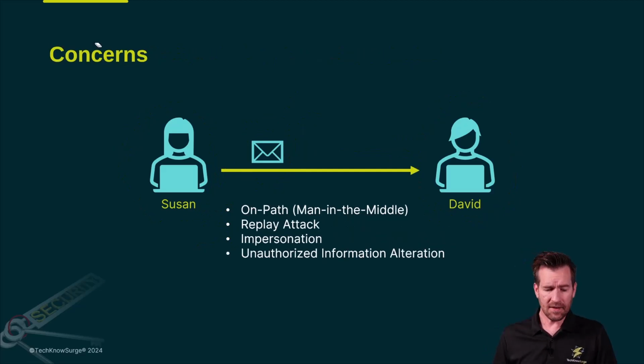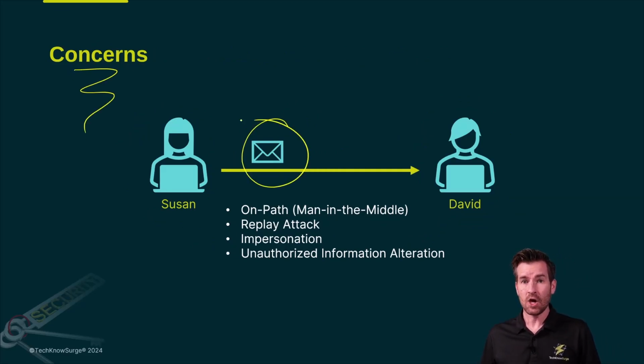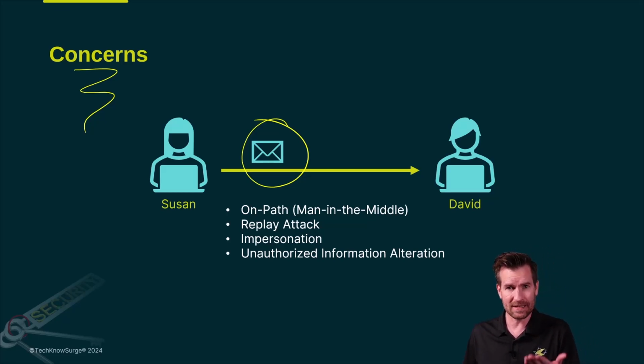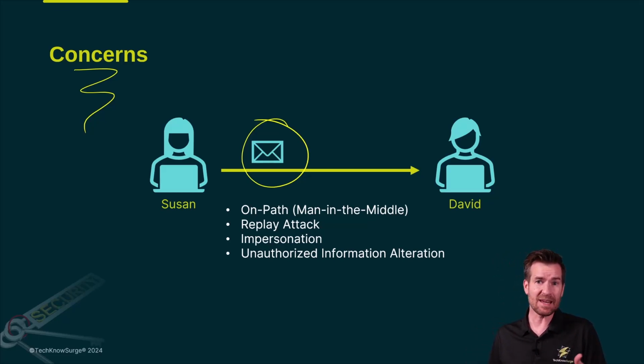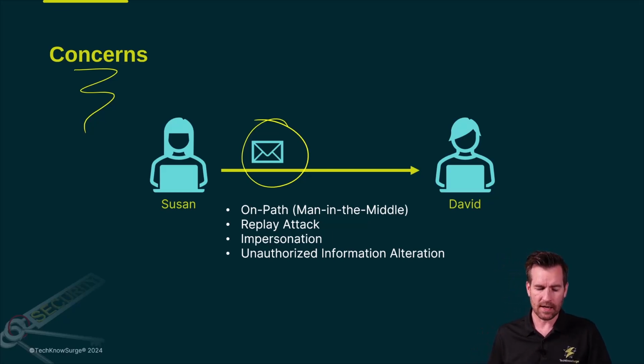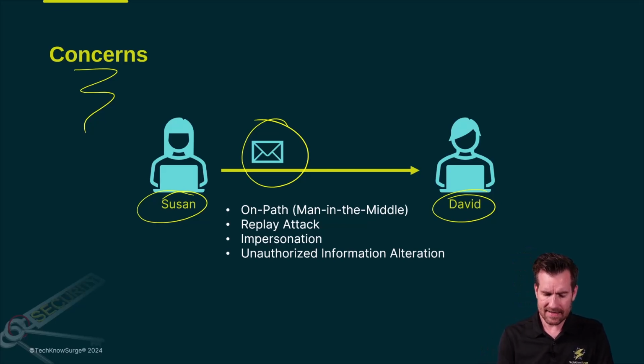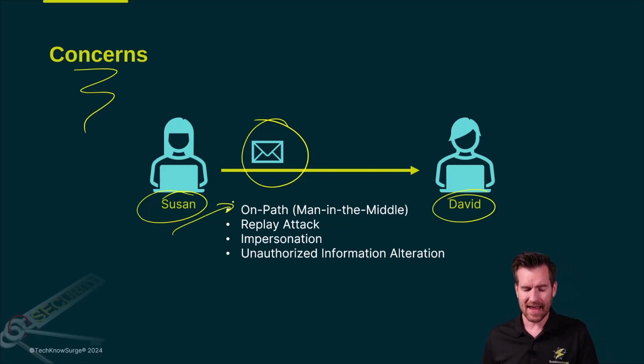And there are concerns over the integrity of messages when they're being sent. Traditionally, email has not been an encrypted form of communication, which means anybody can take a look at that message or even alter that message between the sender, in this case Susan, and David. So standard email is something you should not consider a secure form of sending messages. It's susceptible to things like on-path attacks.